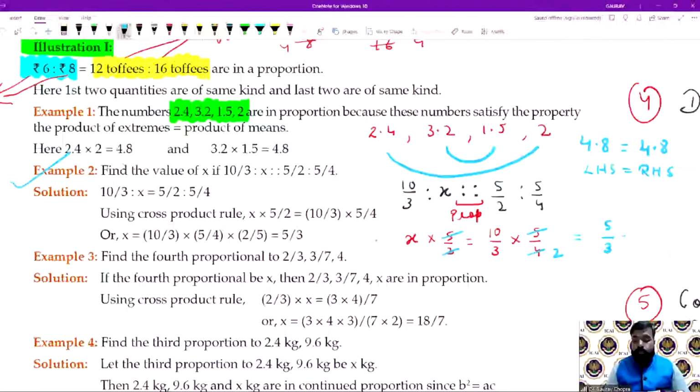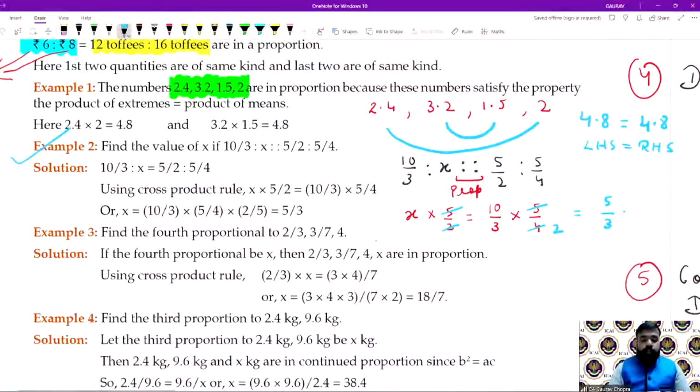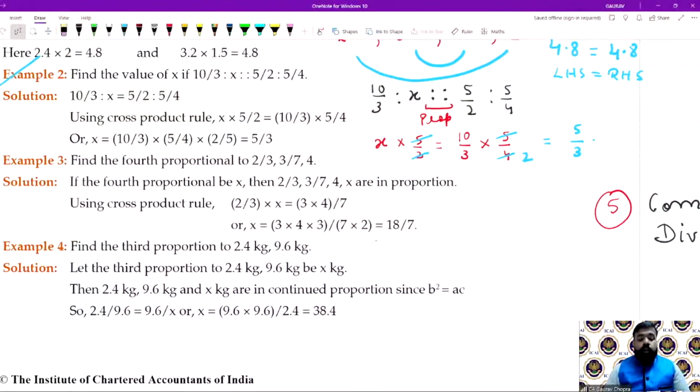Now if we talk about the third one, it says find out the fourth proportional. This time we have to calculate the fourth proportional. So what is the fourth proportional? That means the fourth value. So first value is 2 by 3, second is 3 by 7, third one is 4, and fourth we can take x. Because the question is asking about the fourth proportional, we can take the fourth value as x.